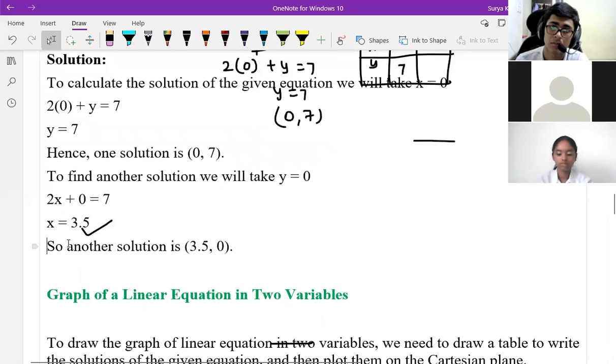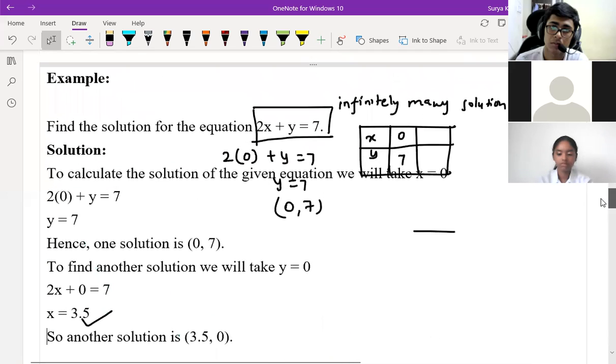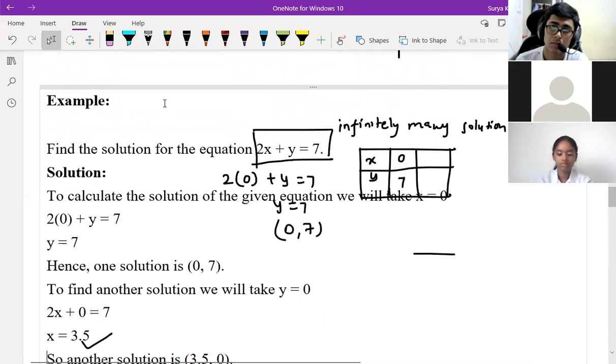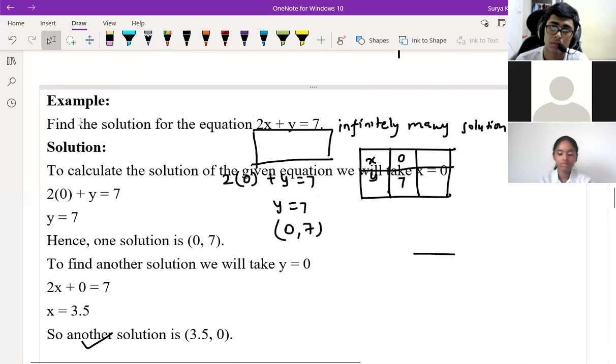So, sir, we have to make these graphs on graph paper? Yeah, graph paper only. You should not do this in a notebook or something like that. We should do it exactly on graph paper if they are asking in the exam. Okay, sir. Sir, I have a question.